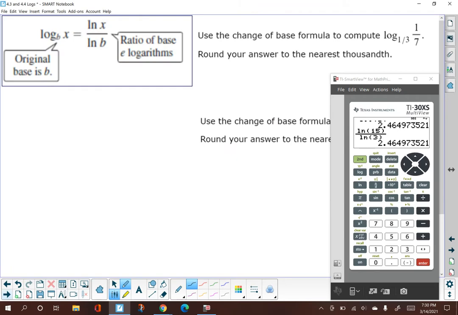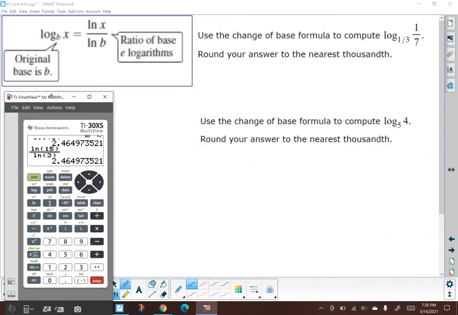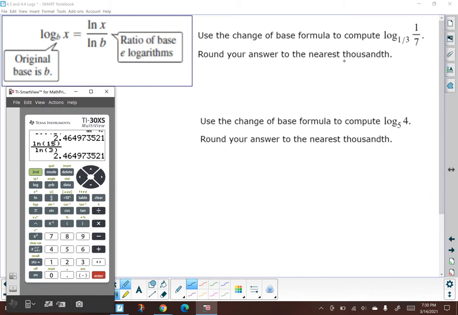Okay, so here's the actual official topic. The topic says round to the nearest thousandth. So if I wanted to do log base 1/3 of 1/7, I usually do natural log just because. So this would be the natural log of 1/7 over the natural log of 1/3.